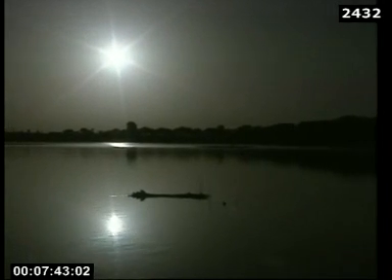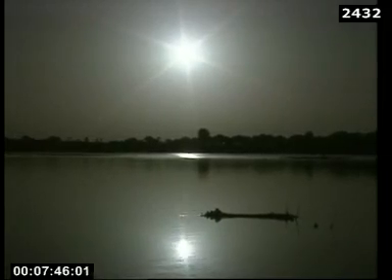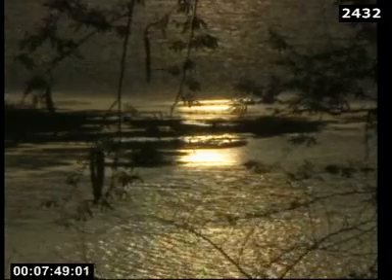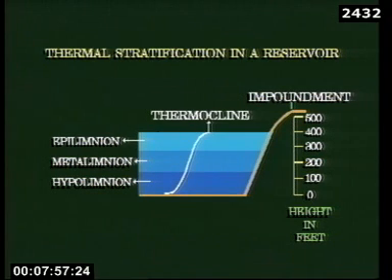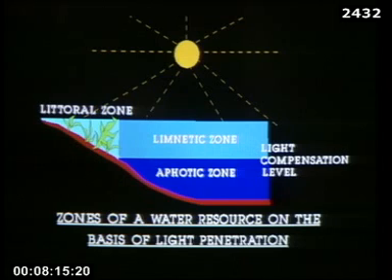Temperature is an important factor causing thermal stratification in reservoirs. In temperate regions, reservoirs often develop a thermocline with the formation of epilimnion or the upper warm circulating water, metalimnion or the middle layer, and the hypolimnion, the lower colder non-circulating layer of water. Light penetration causes the formation of littoral, limnetic, and aphotic zones in a reservoir.